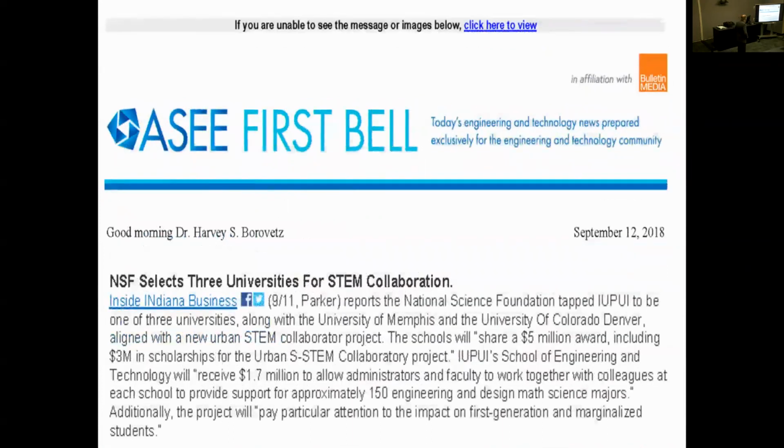And finally, here's another example. NSF selects 3 universities: the University of Memphis, University of Colorado Denver, and Indiana University-Purdue University Indianapolis. Again, they're going to collaborate on STEM programs, and they were awarded $5 million from the NSF to do this. So from my perspective, NSF is making real investments in places you would not expect this money to be going, quite frankly, to try to address these issues of STEM and inclusion and how we better educate our students for the future, which is exactly what Dr.